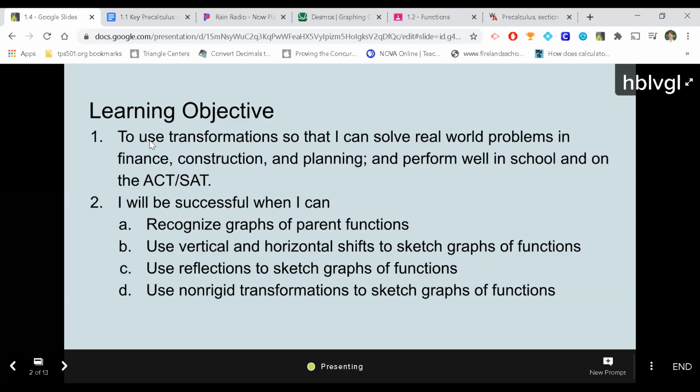All right, here's what we're doing today. It's a transformations lesson. So we've already done parent functions. We're going to figure out how to do vertical and horizontal shifts, reflections, and then dilations, or non-rigid transformations, stretches and shrinks. Those are non-rigid. They change the shape of the graph.